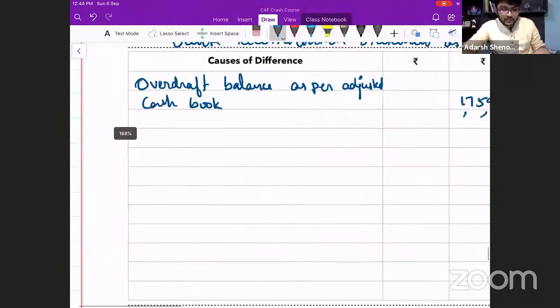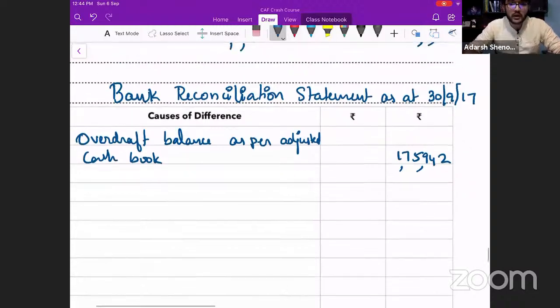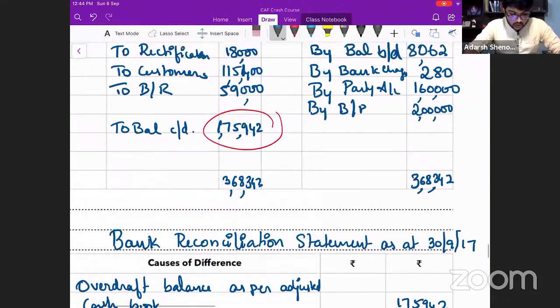Now can you tell me what should I consider this as when I am adjusting? I should consider this as favorable balance as per passbook. Favorable balance as per passbook. We should consider it that way. Okay, let's do it.